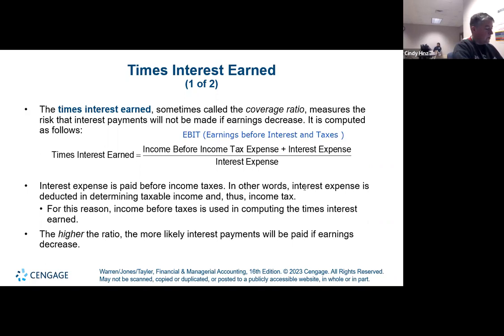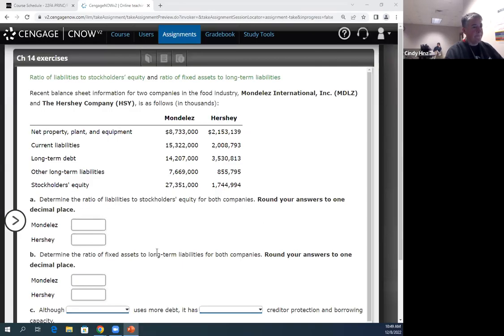So let's go to exercise 8. Recent balance sheet information for two companies in the food industry, Mondelez International and the Hershey Company, is as follows, and these are all in thousands. So you can see that Mondelez is a much larger company.